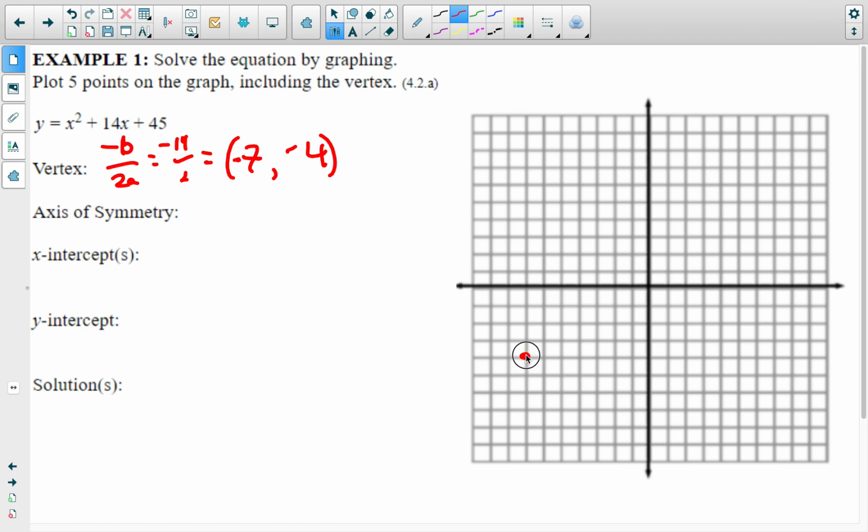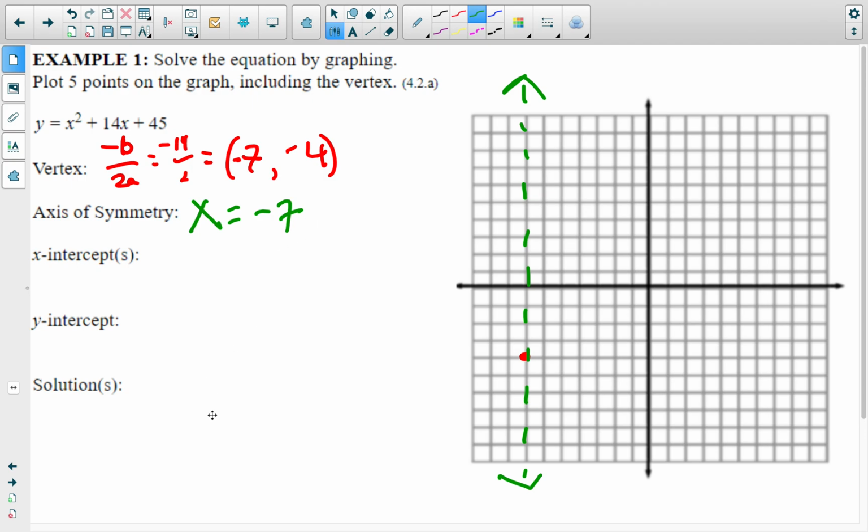Right here. Okay. Our axis of symmetry is that vertical dotted line that crosses through your vertex. All right, just like that. And then we're going to see our parabola either open up or open down. Since this has a positive leading coefficient, it's going to open up. All right, so our axis of symmetry here is x equals negative 7. It's a line.